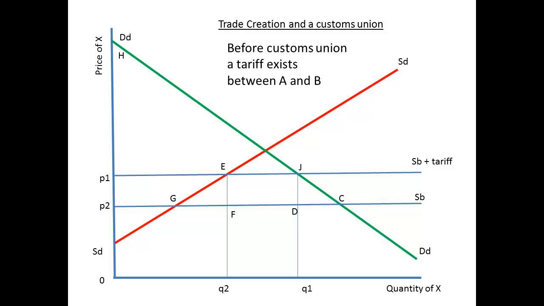SDSD is the domestic supply curve for country A, and DDDD is the domestic demand curve for country A. Before the customs union takes place, the consumer surplus is represented by the triangle P1HJ. This is the area between the supply curve with the tariff and the demand curve. Consumer surplus is the gap between the total utility that society derives from a good and the actual market value of a good.